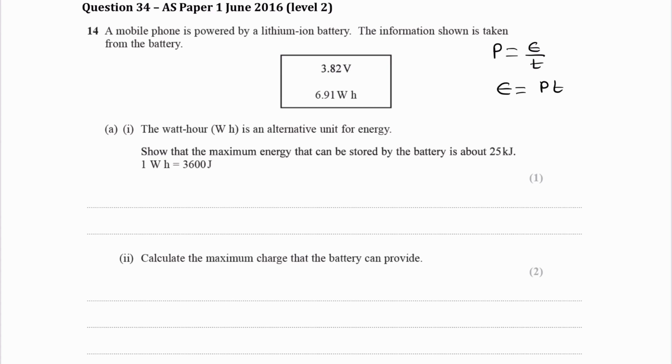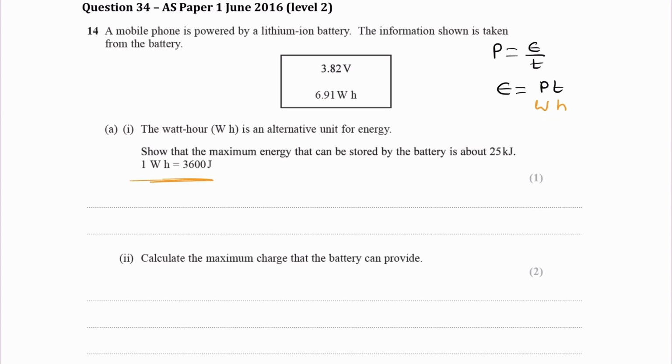And the unit for power is watts. The unit for time is seconds, though it could equally be hours as well if we're not using SI base units. So energy can have units of watt hours as well. It tells us what 1 watt hour is in joules.